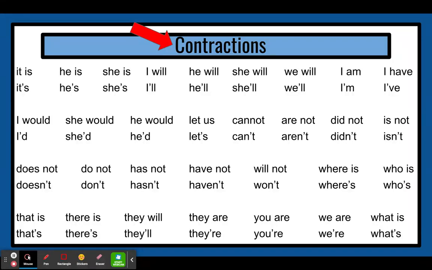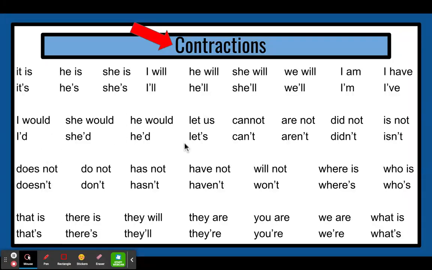Okay, this is I would, and you see a lot of letters dropped out to use this contraction I'd. W, O, U, and L get dropped, and you say I'd. So instead of saying, I would like a cookie, you say, I'd like a cookie. She would becomes she'd, and the apostrophe takes the place of all these letters here that get dropped. He would becomes he'd.